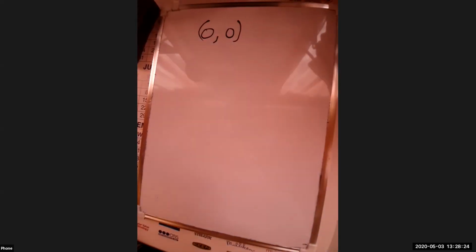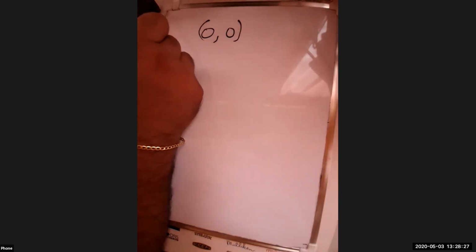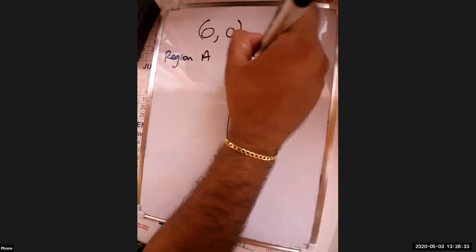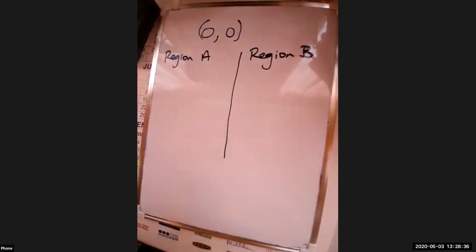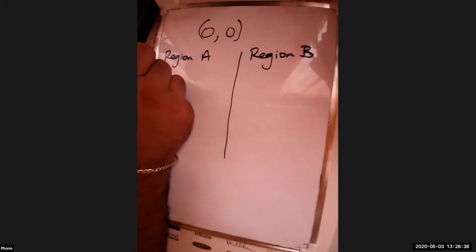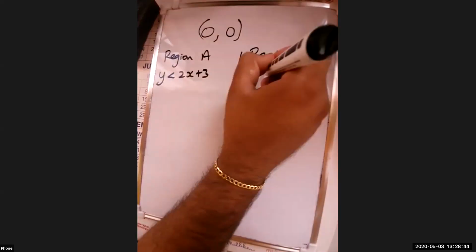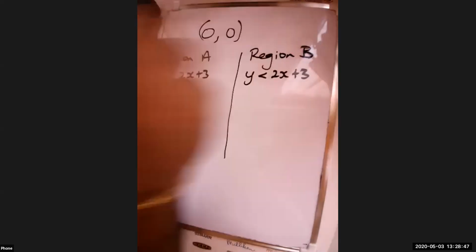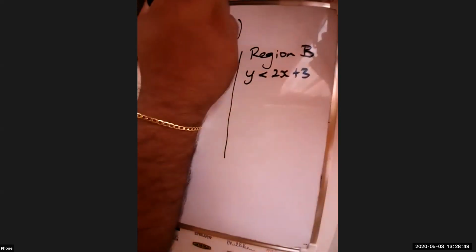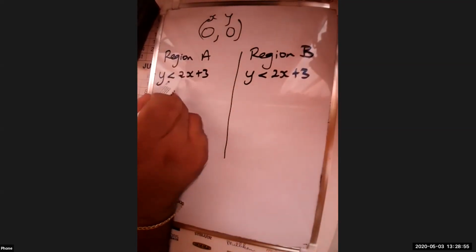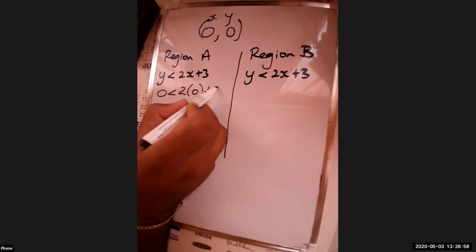So remember, we are using the test point (0, 0). Everybody good? Region A, and we have region B. And we are using the inequality y is less than 2x plus 3. Okay, so remember this is the x value and this is the y value. So y is 0, is less than 2 into 0 plus 3.